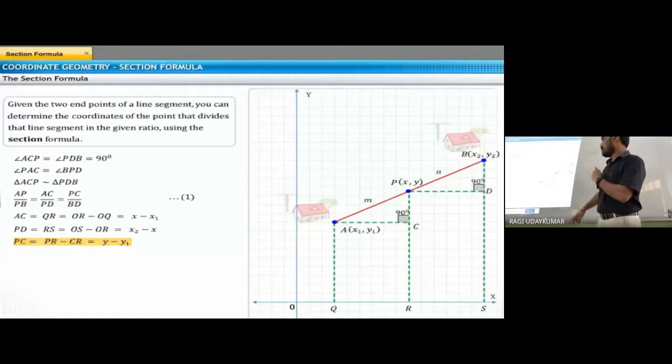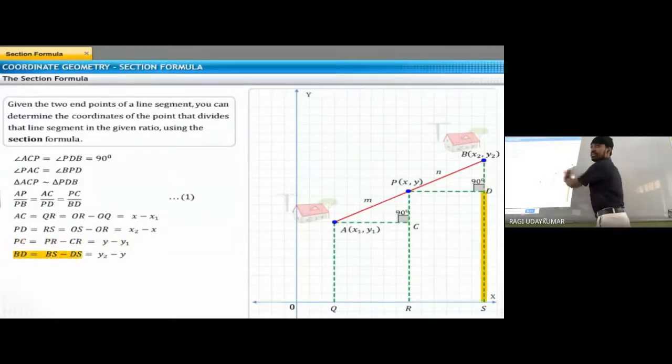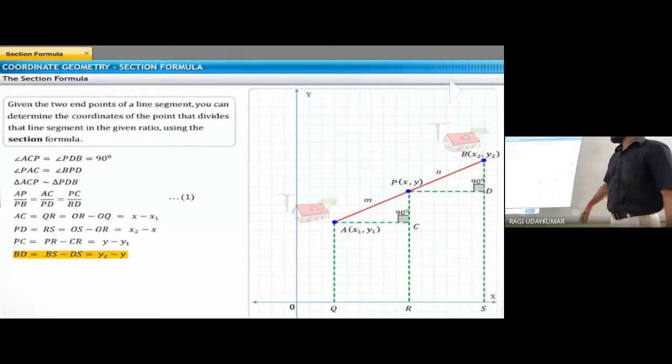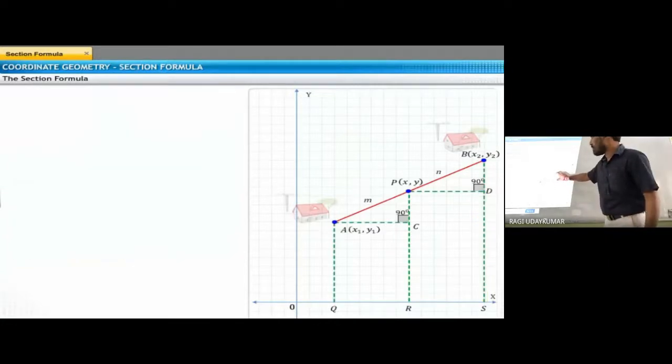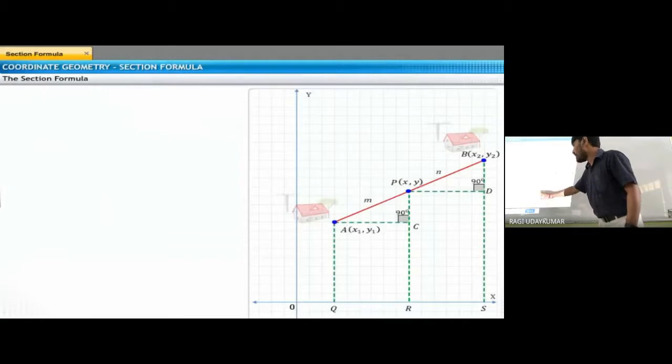Like that, PC we need to find out, this distance. How do you get PC? This will be equal to the total distance minus this distance. So here to here, RC will be equal to AQ. AQ is equal to Y1. The total is Y. So PC is Y minus Y1.